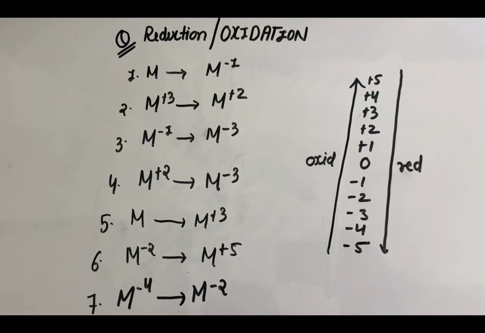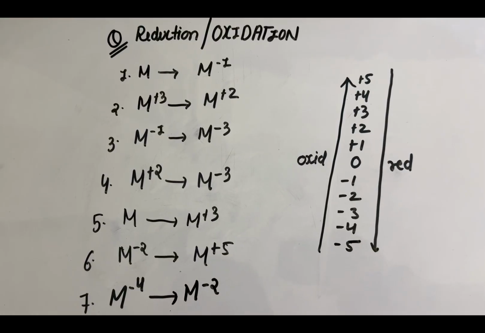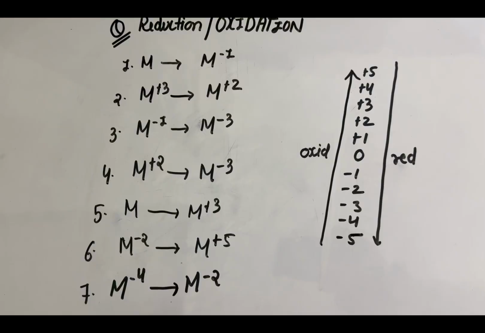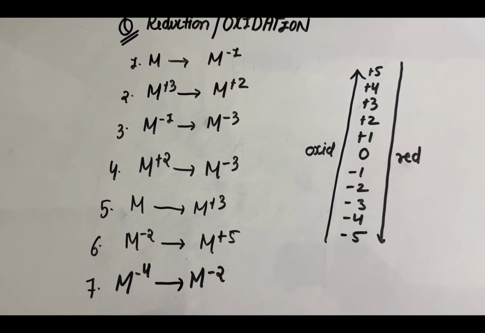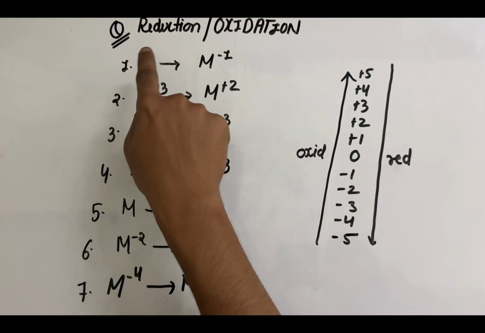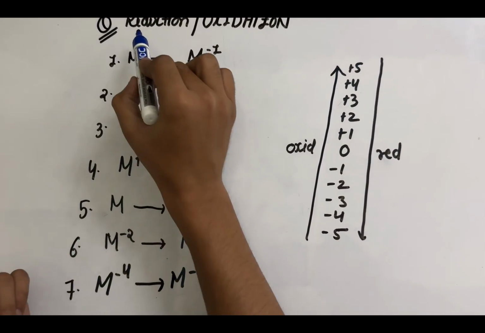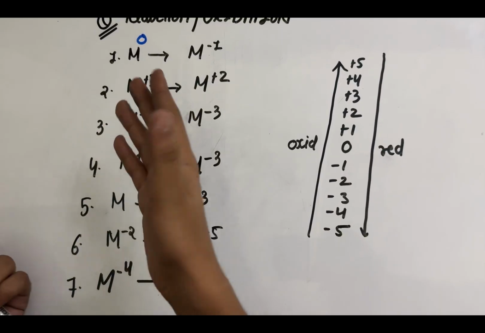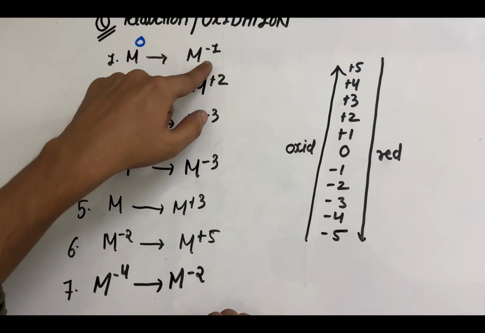Okay guys, here are some questions related to reduction and oxidation, and I think these questions are so easy for you now, to determine which reaction is the reduction reaction and which is oxidation. So if you focus on the first reaction, if there is no charge, it means it is neutral. What does neutral mean? Without any charge, so we consider it as 0. Initially it was 0 but now it is minus 1.